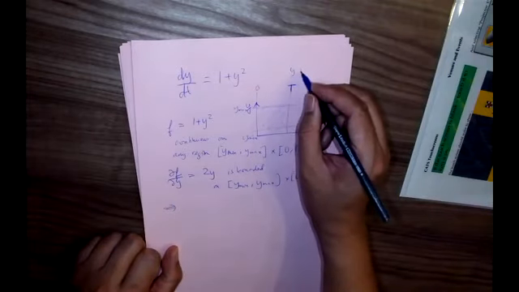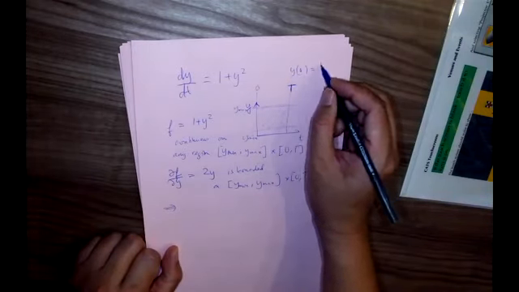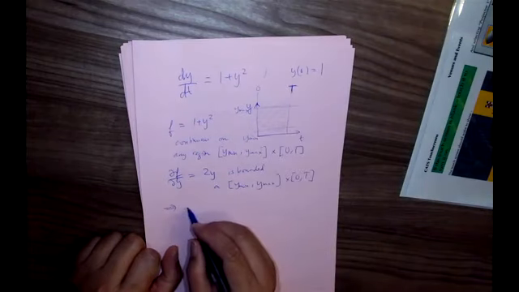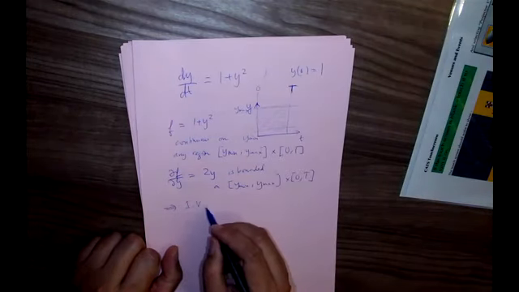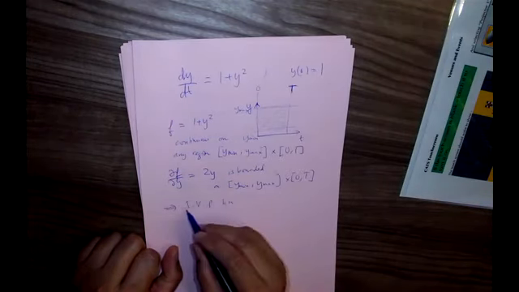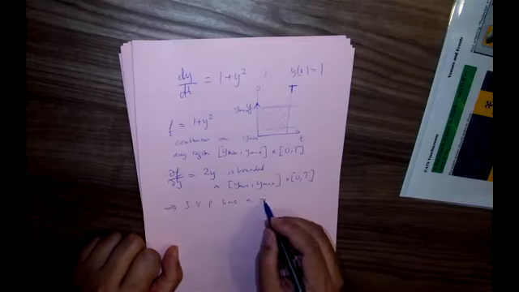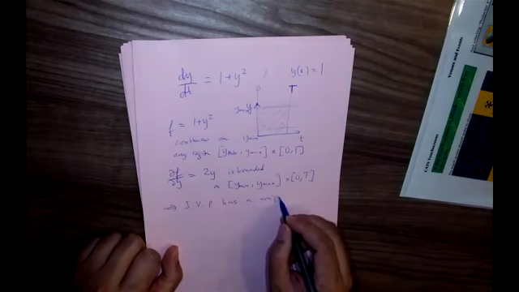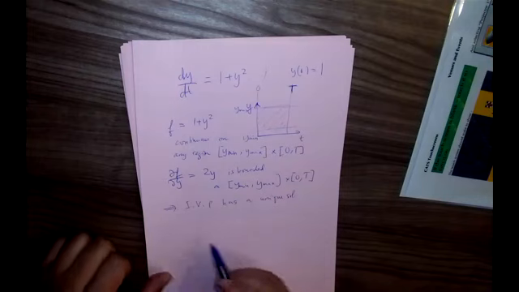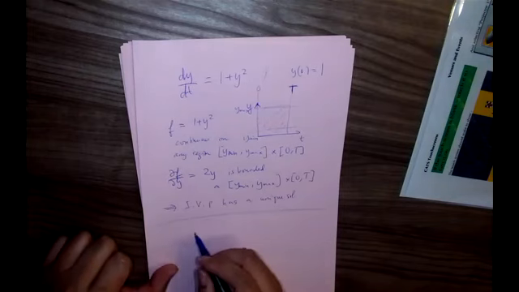So the IVP has a solution. IVP stands for initial value problem. It has a unique solution, yeah? And you can verify that, okay? If you remember how to solve this one, it's okay. But if you don't remember, then you can verify that this is the solution.